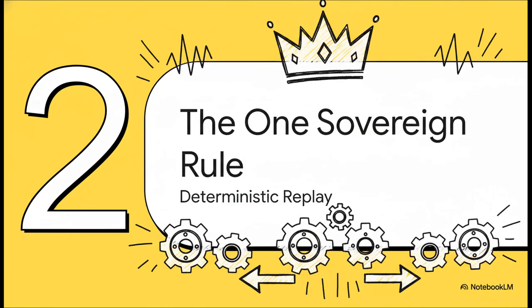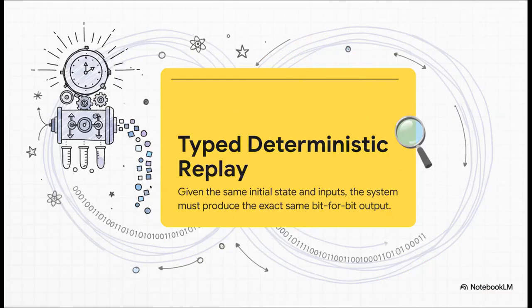So what exactly is this law? What is this one sovereign rule that the entire philosophy is built on? Let's break it down. It's called typed deterministic replay. Now, that sounds like a mouthful, I know, but the core idea is actually pretty simple. Imagine you're baking a cake. If you use the exact same ingredients in the exact same amounts and follow the exact same steps, you should get the same cake, right? This is like that, but on a cosmic level of precision. The same inputs must produce the exact same bit-for-bit output every single time. There is absolutely zero room for chance.